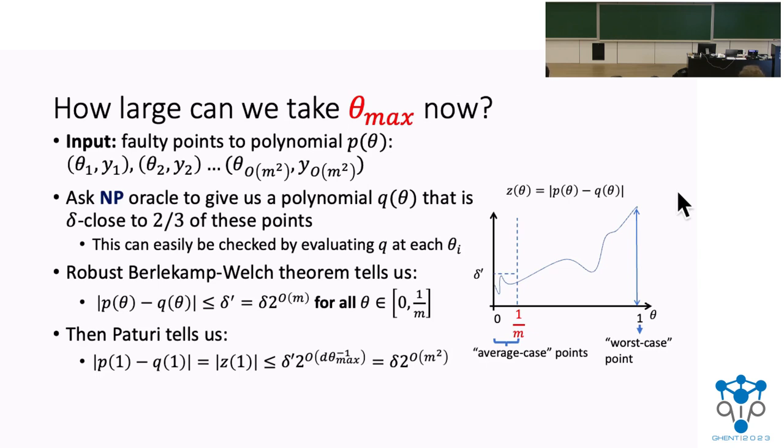Later on, when I wanted to have a much more sophisticated result, where we were talking about robustness and dealing with these faulty points, we then had to have this robust Berlekamp-Welch theorem, which allowed us to be correct at merely 2/3 of the points rather than at 1 minus 1 over m of the points. Maybe one more? Yeah.